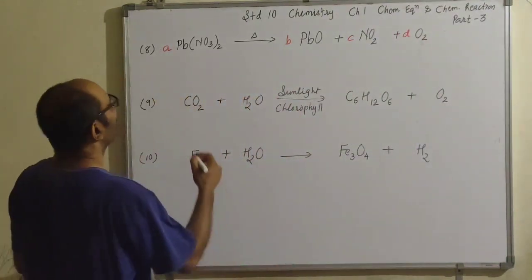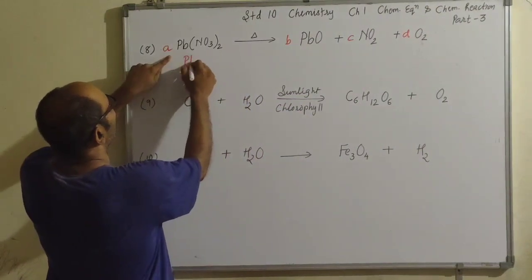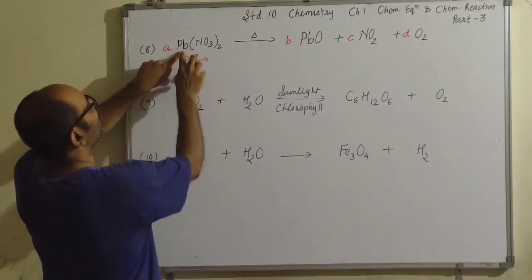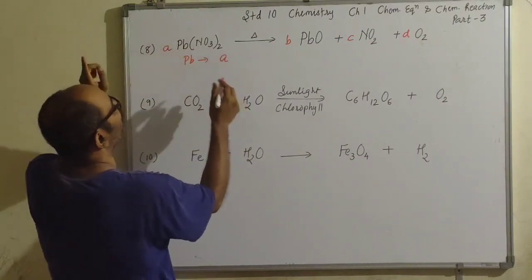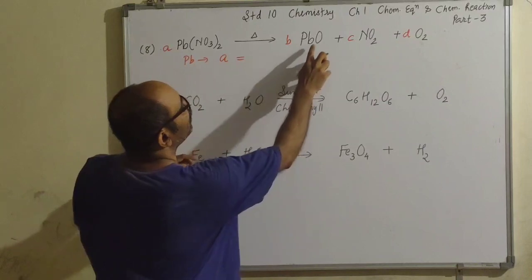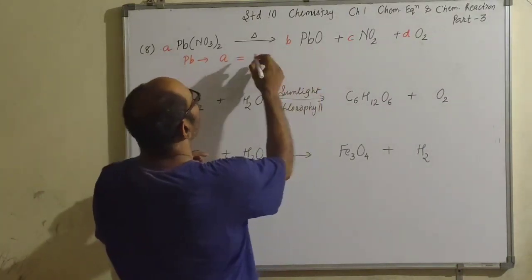Maybe tough. Let's see. First is lead. Alright, Pb, lead. 1 is here, 1 into A is A. So A atoms of lead is equal to, right hand side, 1 into B, B.